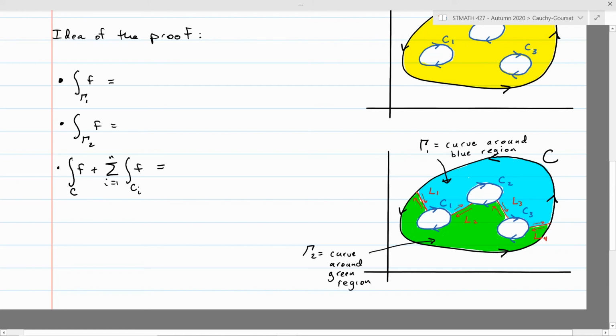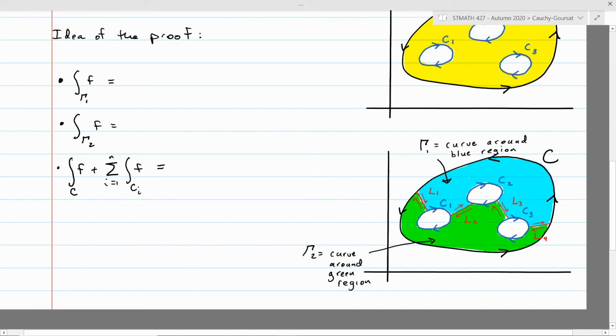Then if you started on C and went along L1, then partially along C1 till you get to where L2 picks up, then go from L2 to C2, then you can go in the positive direction around C2 to get to L3, then you go along L3. If you trace that around, you get a curve gamma 1. Gamma 1 would be the curve formed from pieces of C1, C2, C3, and those red arcs L1, L2, L3, along with C to enclose that blue shaded region.